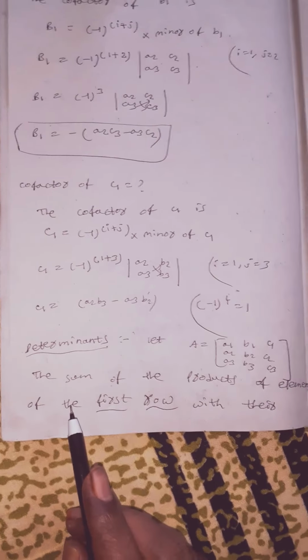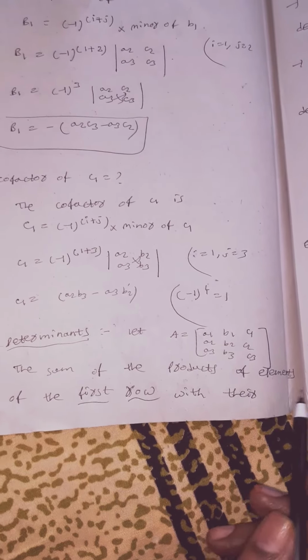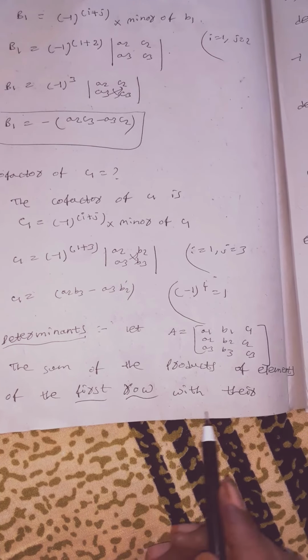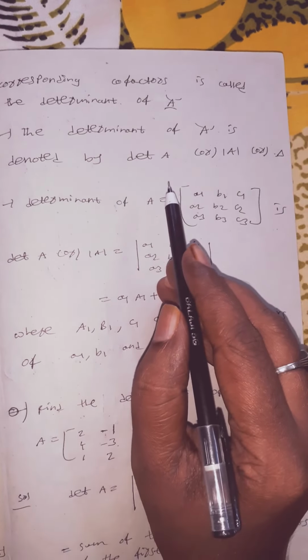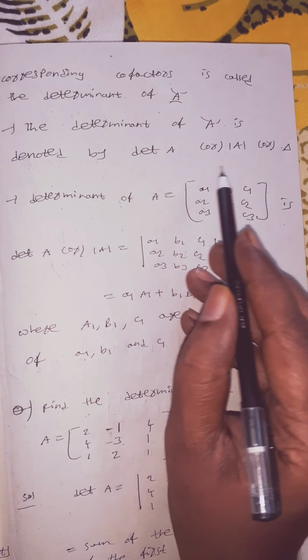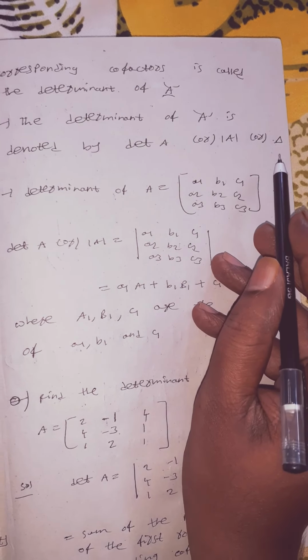So what is the definition? The sum of the products of elements of the first row with their corresponding cofactors is called the determinant of A. The determinant of A is denoted by det A or mod A or delta.